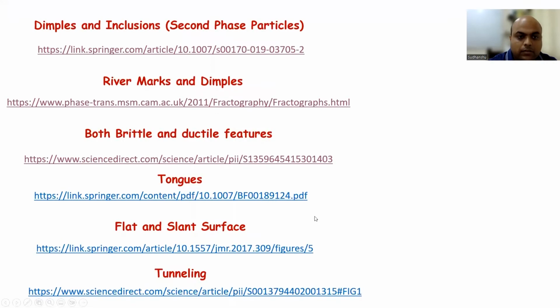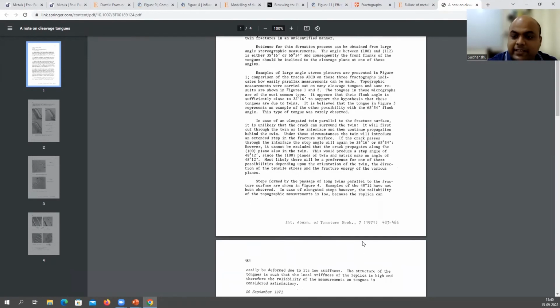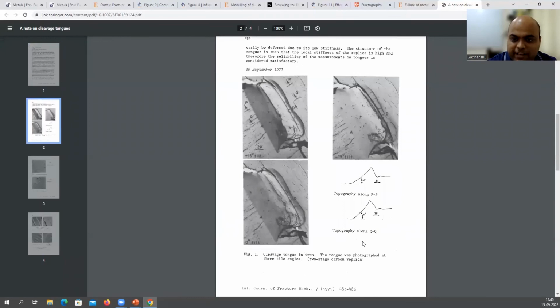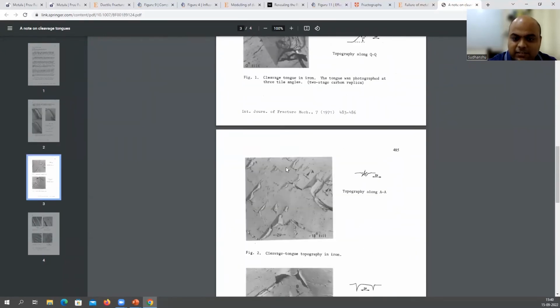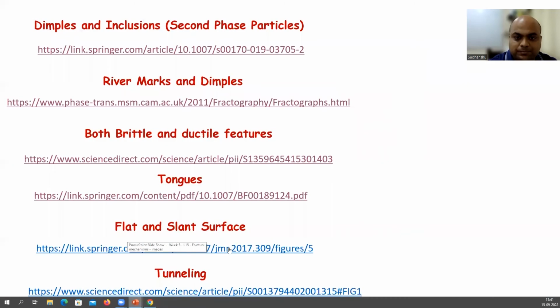Okay. Now I'll show you again tongues. So it's a note on cleavage tongues. Okay, it was published way back in 1971, but it shows very nice images of tongues. So these are your tongues in iron. Okay, see, it's written cleavage tongue topography in iron. So these are your tongues. Okay, you can see all these are tongues in iron. Okay, and these are microstructural features, microscopic features, river markings, tongues, all these are microscopic features for cleavage fracture.